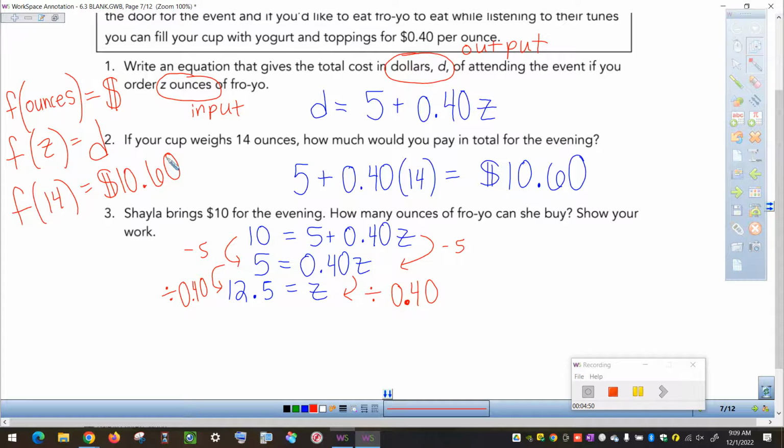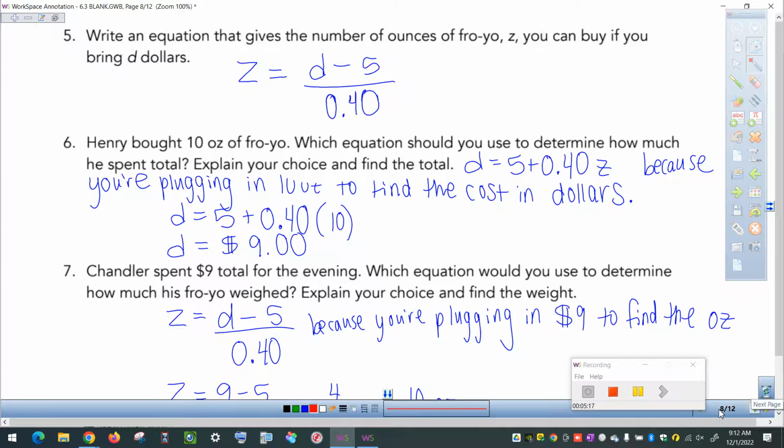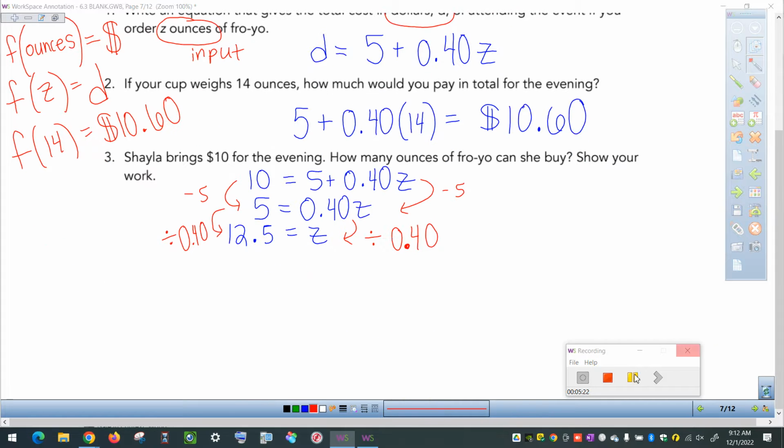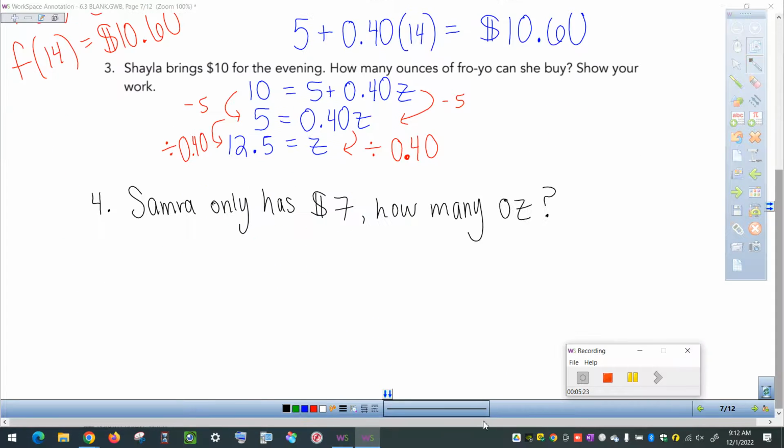All right, let's take a look now at the next part. So we're going to go into number 4, and it's kind of a similar question to what we just did in number 3, but now we have a different dollar amount. Hold on, where's my number 4? We'll go back to this. Hold on a second. Okay, I don't know how that question got forgotten about.